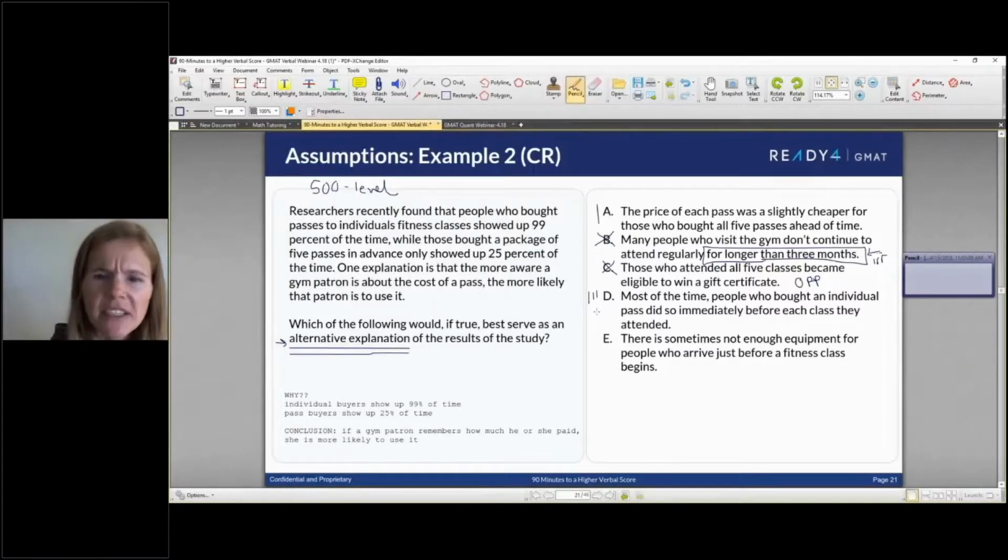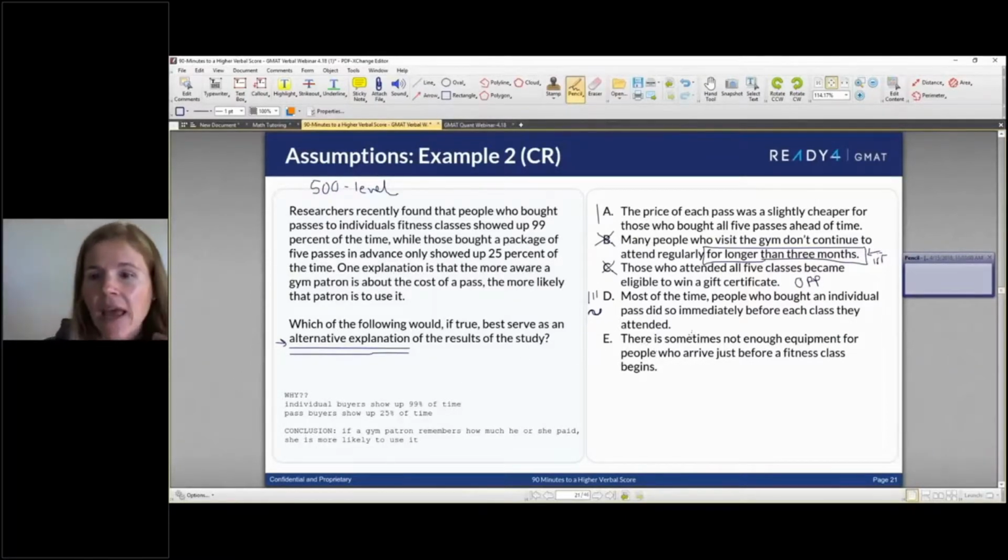Most of the time, people who bought an individual pass did so immediately before each class they attended. Well, this makes sense. I like this answer because this seems to say that the reason individual pass buyers show up is because, of course, you're at the gym to buy a pass in order to use it right then. It's not like many people show up, buy a pass for a gym, and then leave, right? The only way you do that is if you bought a package. So this one seems to be very relevant.